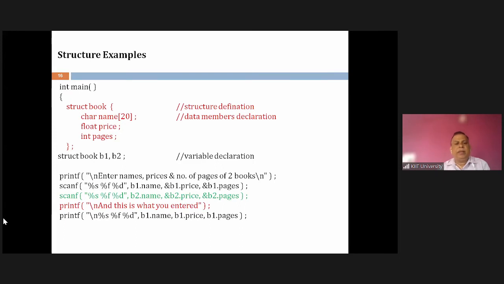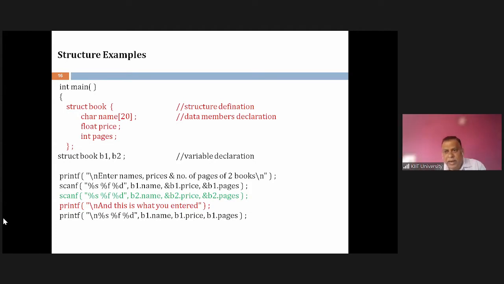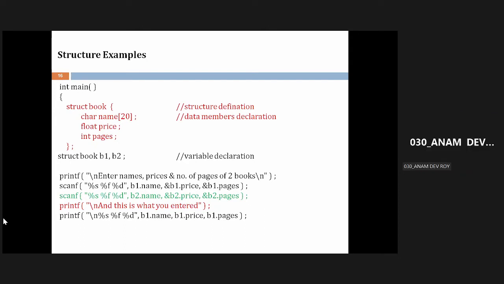Then I can write a printf statement to print it. To print a string, we all know I must give the first character's address, or not? Yes. I wrote B1.name. If I want to print a value, do I need to give an address or the value name? Value name.